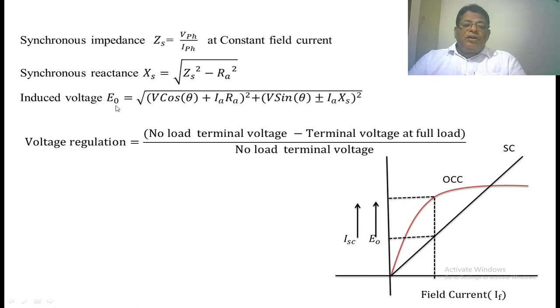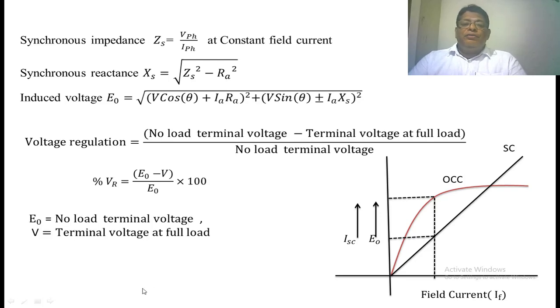Once you know E0, the voltage regulation is defined as the no load terminal voltage minus the terminal voltage at full load, divided by the no load terminal voltage. The no load voltage is nothing but E0. The terminal voltage at full load is given in the nameplate details of the synchronous generator. You can find it as (E0 minus V) by E0 into 100. Make sure that all these values are per phase values only.